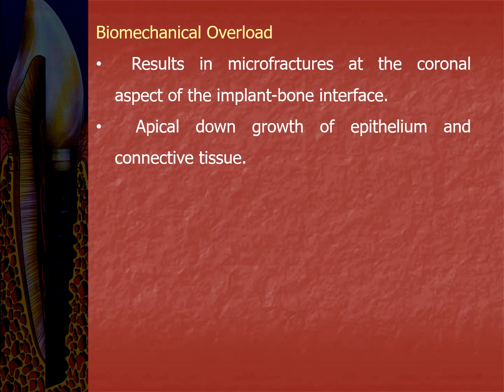The next one is biomechanical overload. So about the occlusal overloading on implants, we have discussed in implant occlusion. So this biomechanical overload results in microfractures at the coronal aspect of the implant bone interface, and thereby there is loss of osseointegration in this region, which results in apical downgrowth of epithelium and connective tissue.